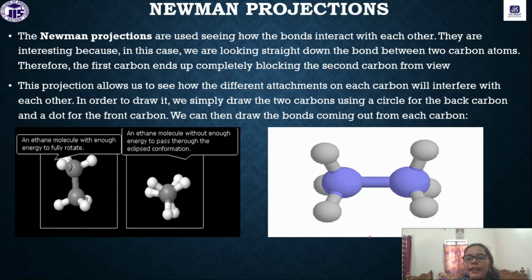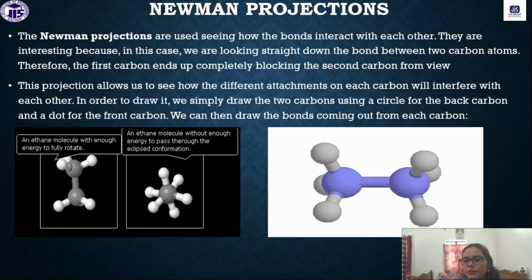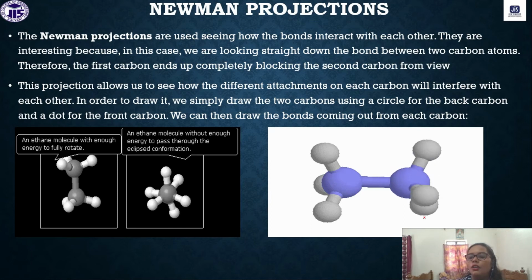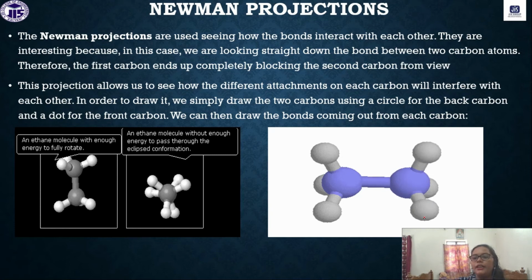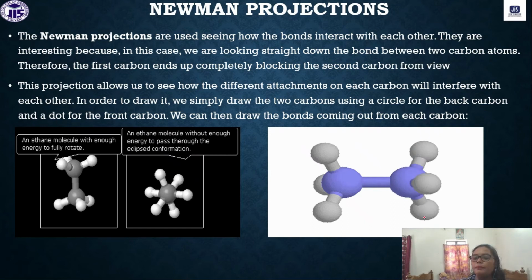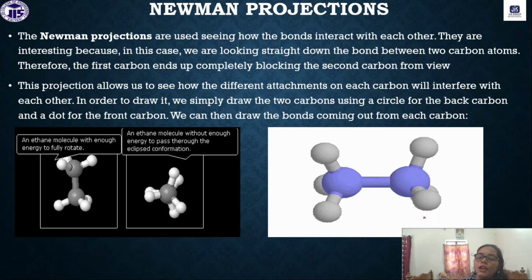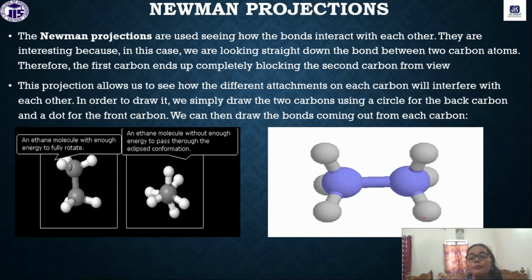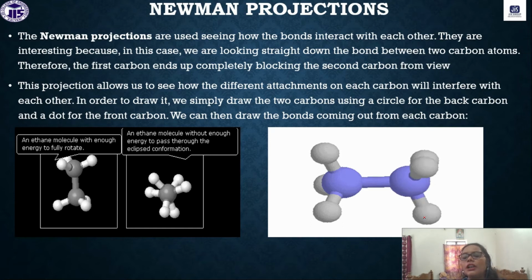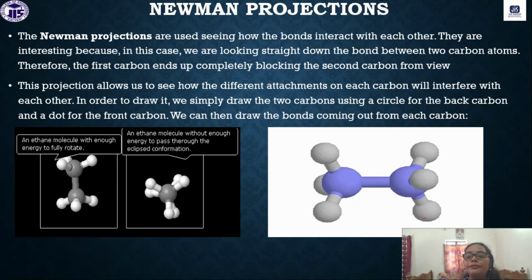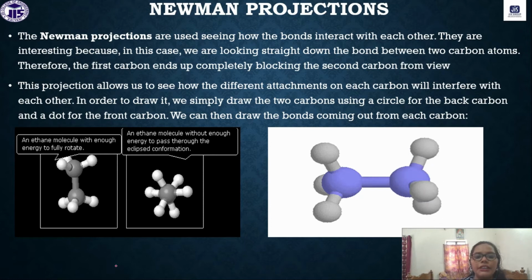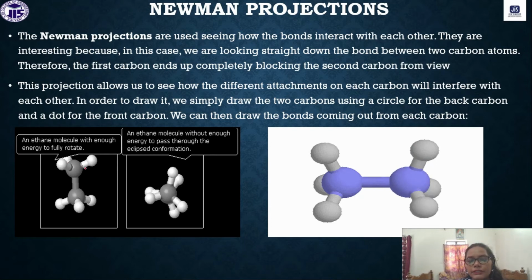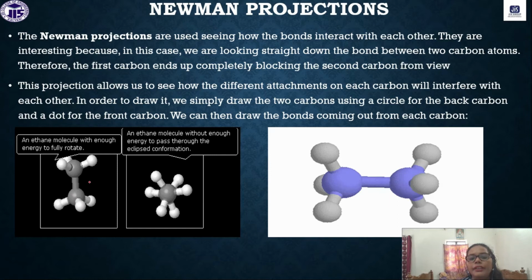You can see one carbon atom is constant and one carbon atom will be revolving. What will happen? Sometimes we have the staggered configuration, sometimes the eclipsed configuration, sometimes the gauche configuration. So these are some of the different configurations with different energy levels that we have for the Newman projection. The first carbon will be the constant one, and the second carbon will be the one that moves.